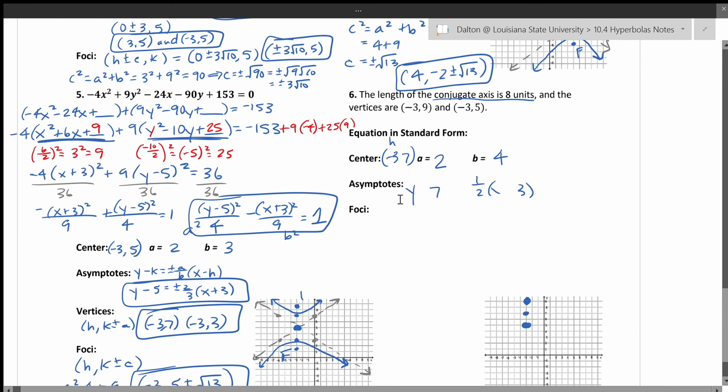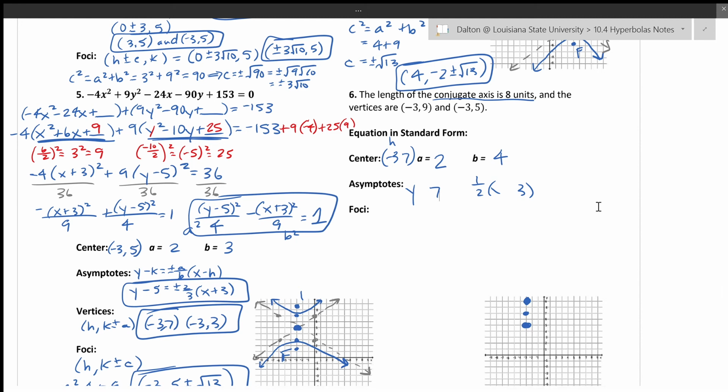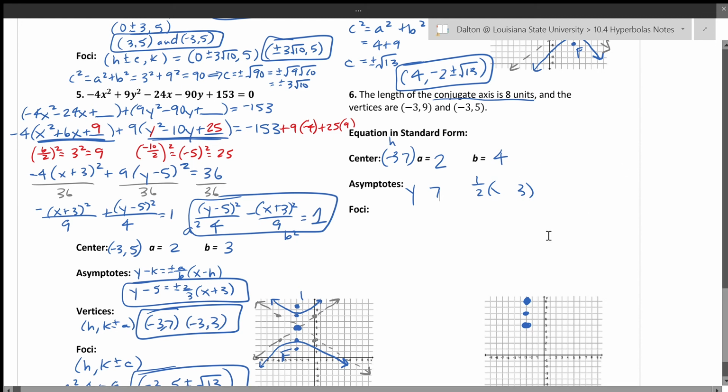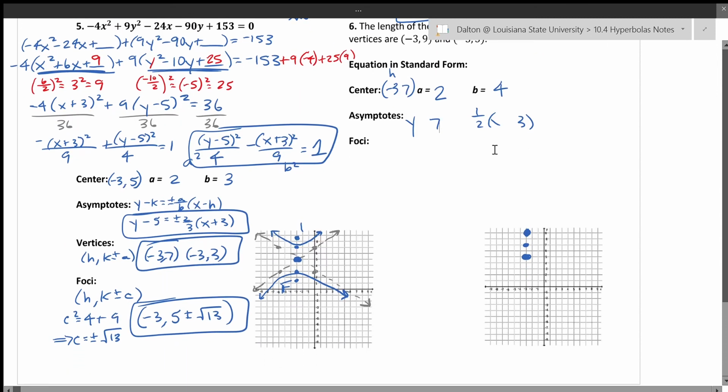You get the idea. Y'all have had pretty good practice of this so far. The foci, if you're curious, are negative 3, 7 plus or minus 2 square roots of 5. I'll post the answer key to this last part on my page as well.